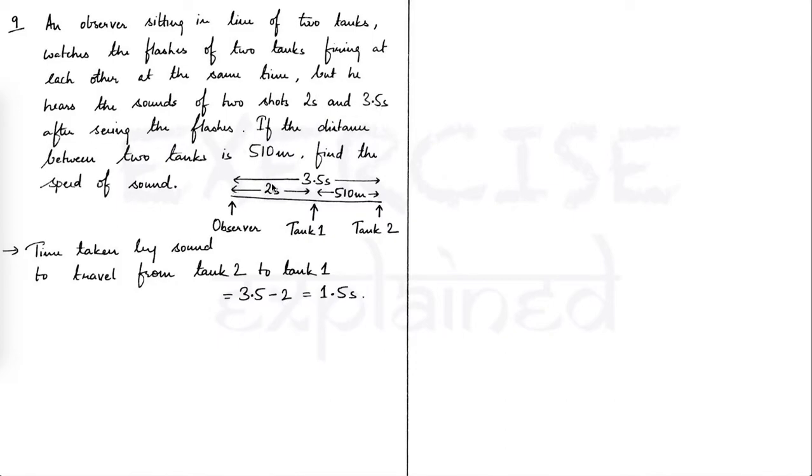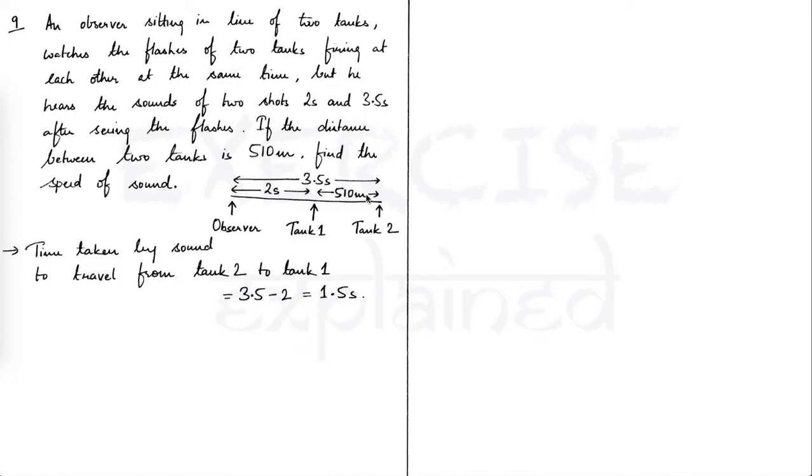So one shot is heard after 2 seconds. That means the nearby tank, the sound from the nearby tank will definitely reach faster than the sound from the other tank. So the sound of tank 1 he hears after 2 seconds, and the sound of tank 2 he hears after 3.5 seconds. If the distance between two tanks is 510 meters, find the speed of sound. So the distance between tank 1 to tank 2 is 510 meters. We need to find the speed of sound.